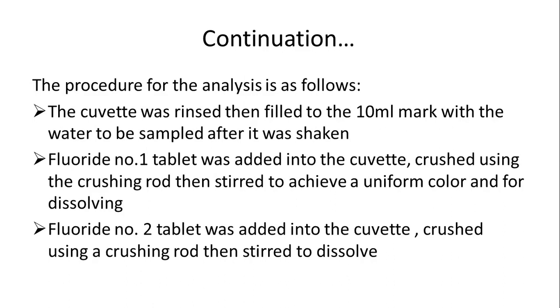Then you take your fluoride number 1 tablet, add it into the cuvette, and crush it using the crushing rod. The tablet is literally a tablet, so it needs to be crushed to allow for dissolving. After crushing it, you stir it to achieve a uniform color and for dissolving. After that, you take a fluoride number 2 tablet, add it into the cuvette, crush it using the crushing rod, and then the cuvette content is allowed to stand for 5 minutes to allow for full color development.